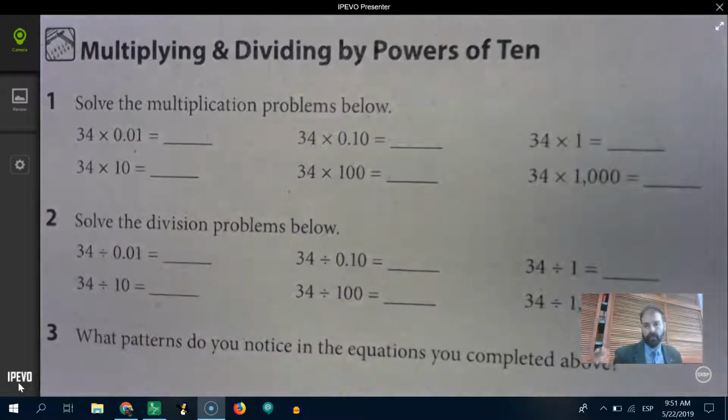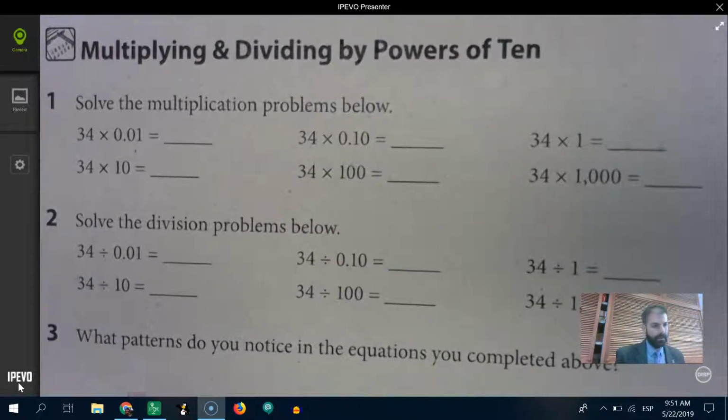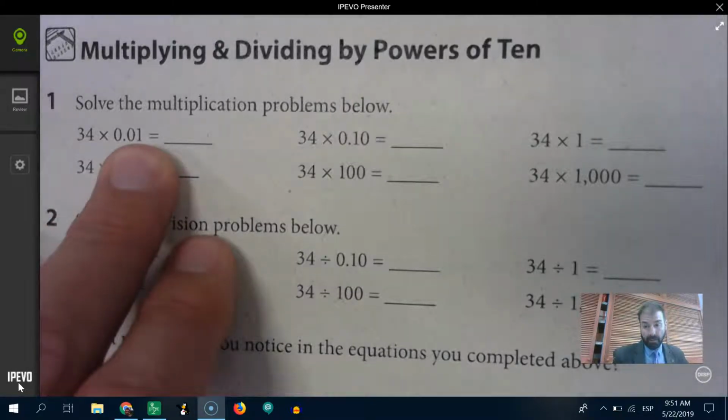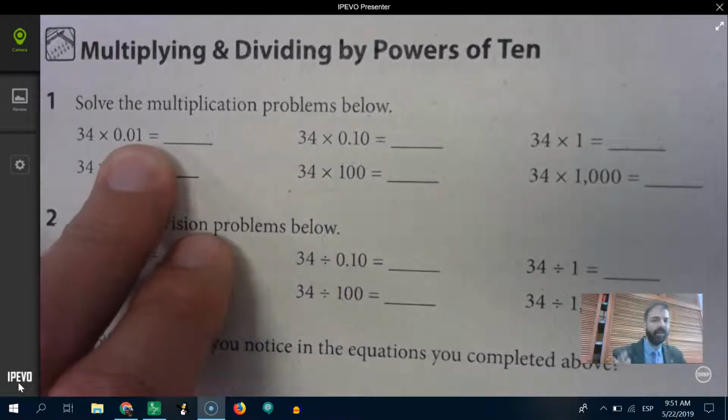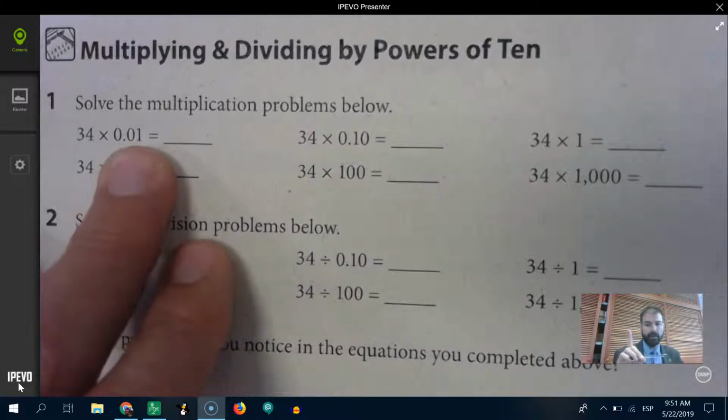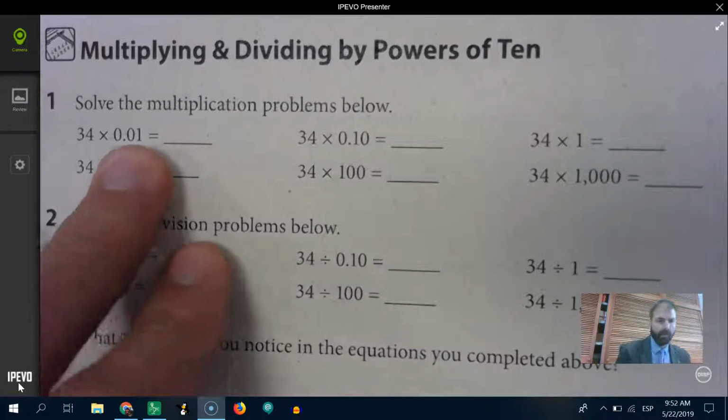And just like with the other stuff, our numbers move. Our digits move. And so how do they move? Well, when I see multiplying by a power of 10, which is any number that just has a 1 and then zeros, any number that has a 1, and then the rest of the digits in that number are zeros, that would be a power of 10.